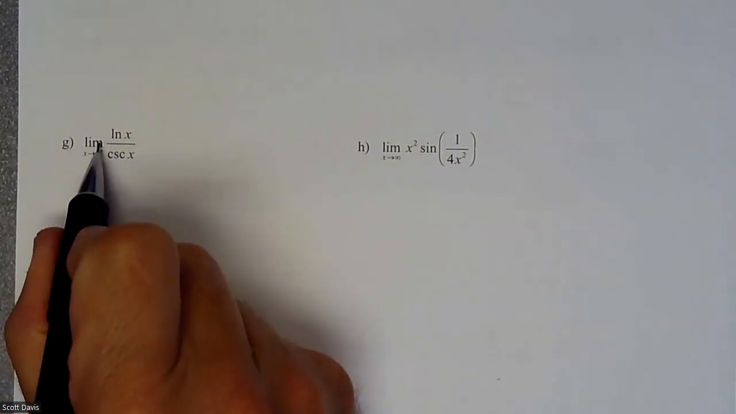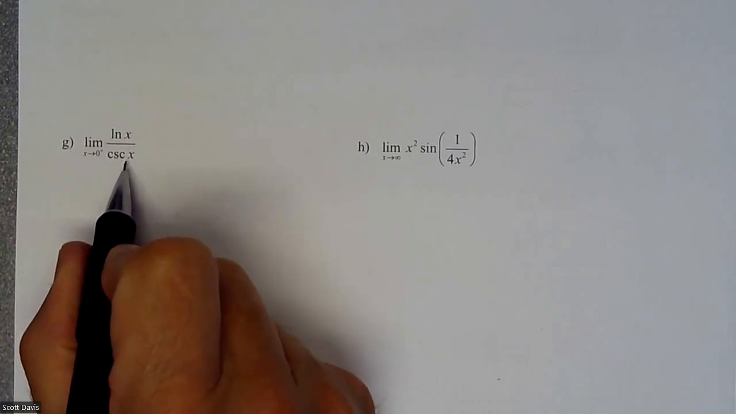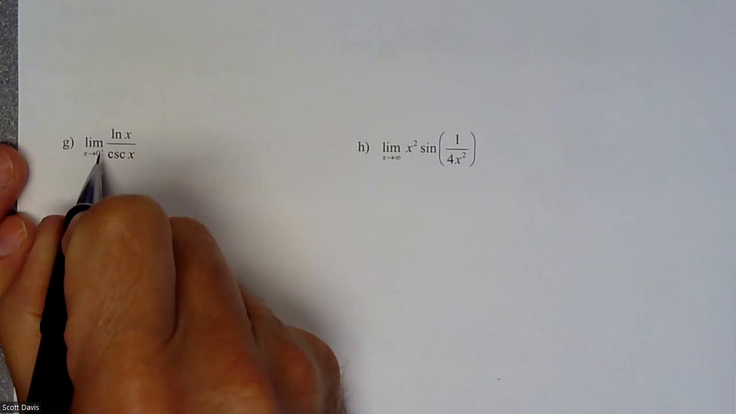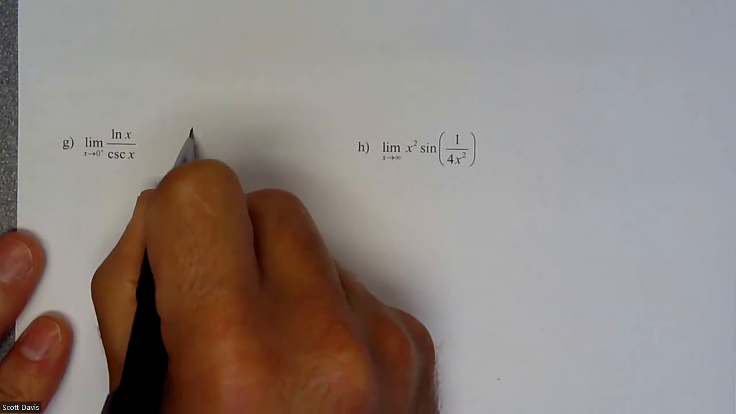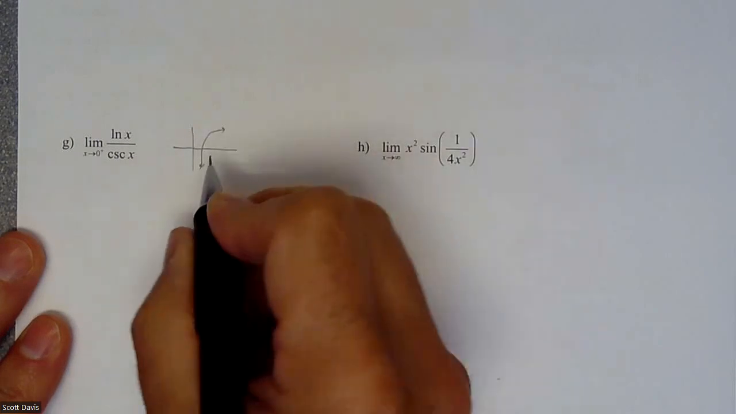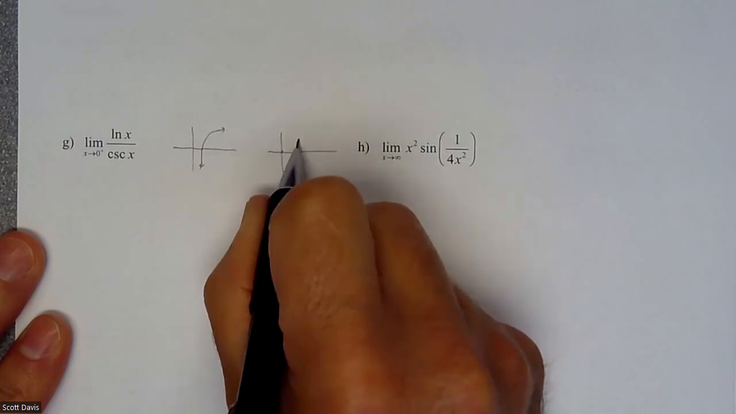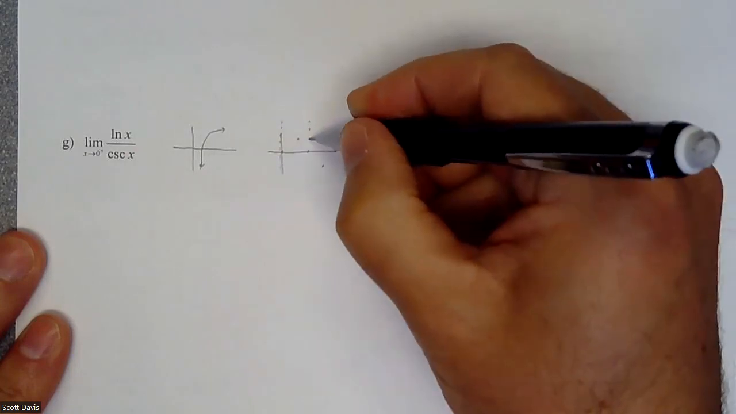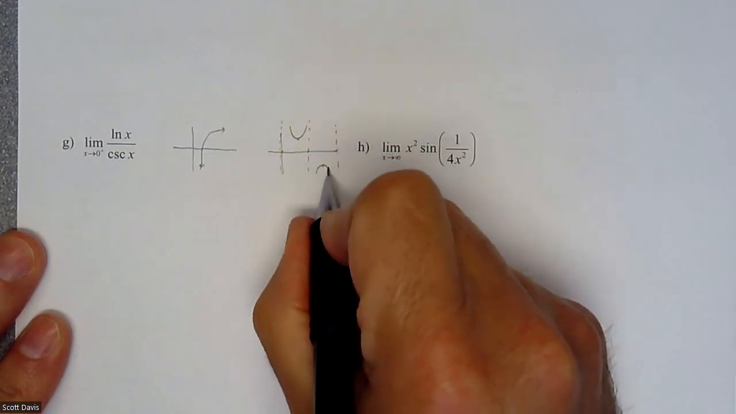In this example, we are looking to do the limit as x approaches 0 from the right of the natural log divided by cosecant of x. So let's start off by plugging in 0 from the right. We have to do some graphs. This is my natural log graph, my cosecant graph is graphing a sine curve and then turning it into a cosecant. And so I have a cosecant, looks like this.